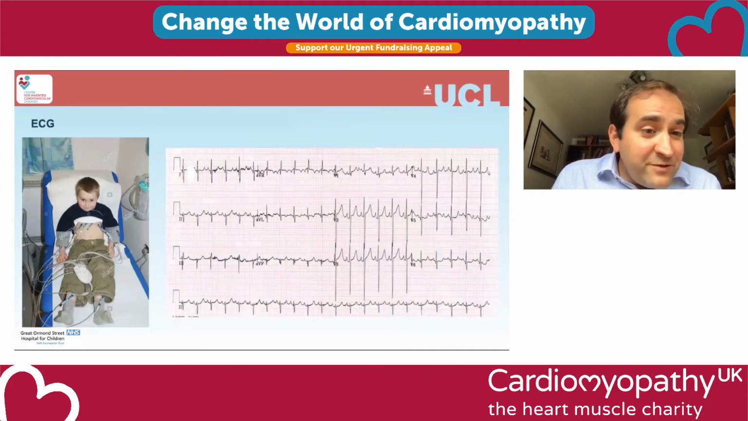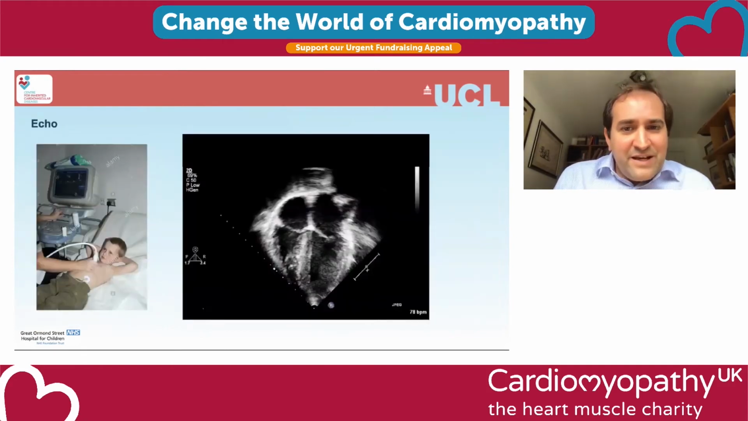So these are the tests that we do. So this is the ECG, which gives you a tracing of the heart rhythm. This is an echo scan.